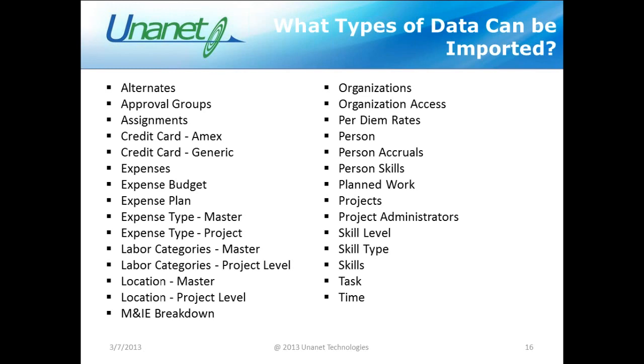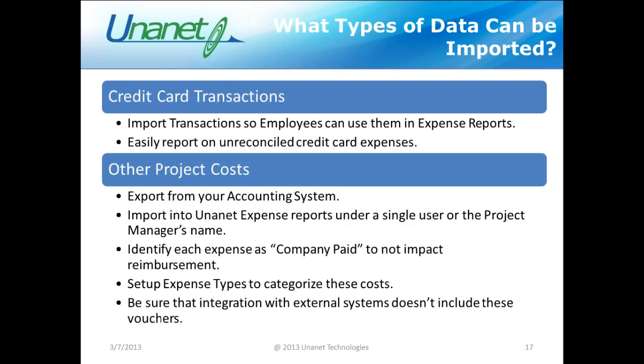Now, included in this list, but maybe not as obvious as some of the items listed here, is some additional information that we do have customers importing into Unanet on a regular basis. The first is the credit card transaction import area. What this allows you to do is take transactions from your credit card company and import them so that employees can see those transactions in their expense report and reconcile them into the appropriate project and expense report where that corporate card expense was made.